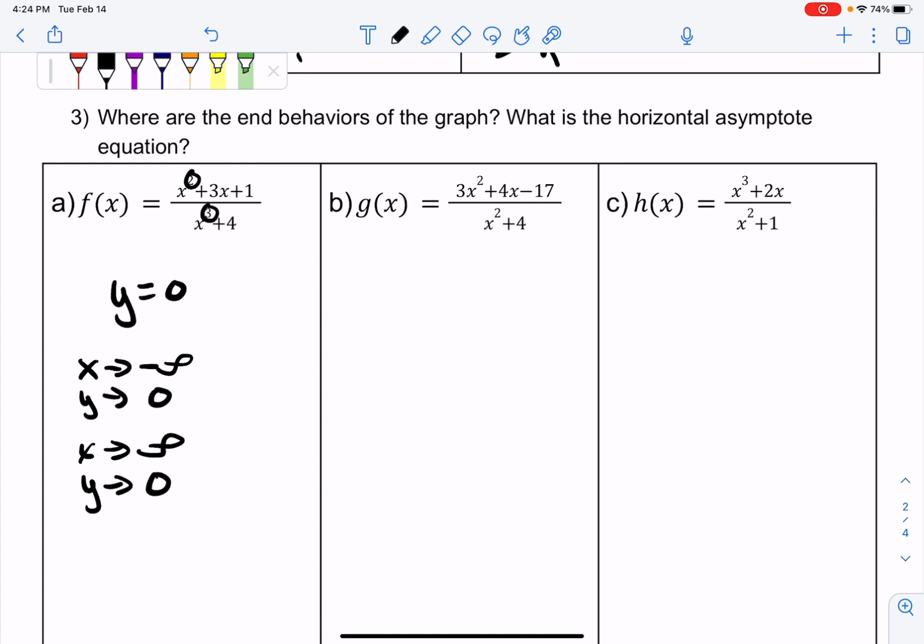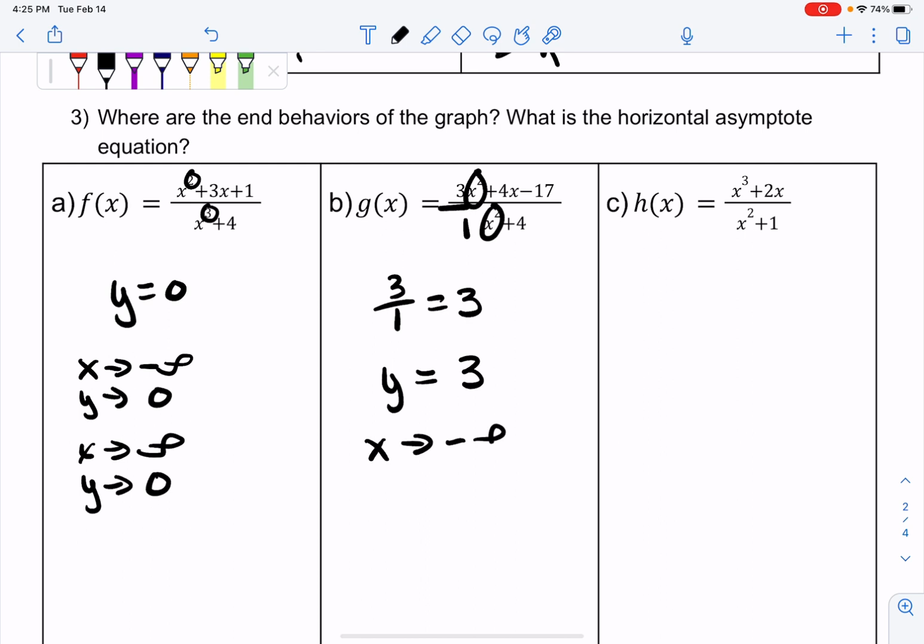All right, in our next example, we have the same exponent value. We have squared on the top and the bottom. So this is EATS DC. Exponents are the same. We're going to divide the coefficients. The first coefficient is 3. The second one is 1. So we're going to take 3 and divide by 1, which gives us 3. So this has a horizontal asymptote at y equals 3, which means as x goes to negative infinity, y is approaching 3. And as x goes to positive infinity, y is still approaching 3 because it's going to approach those horizontal asymptotes.